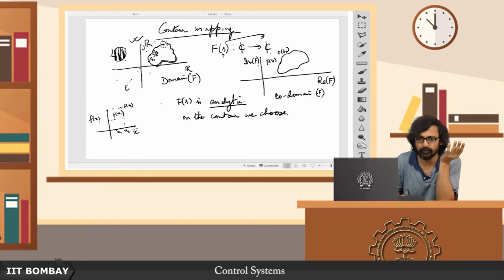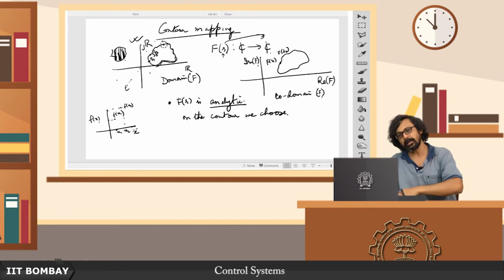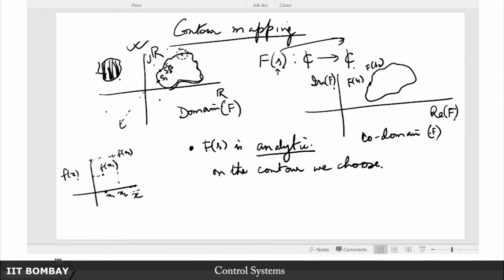The reason why we make this assumption is because if we encounter points where this F(s) is not analytic, we will not be able to evaluate F(s) and plot it here. So it's basically quite straightforward why we do this, okay. So we make the assumption that F(s) is analytic. So now why are we interested in this?